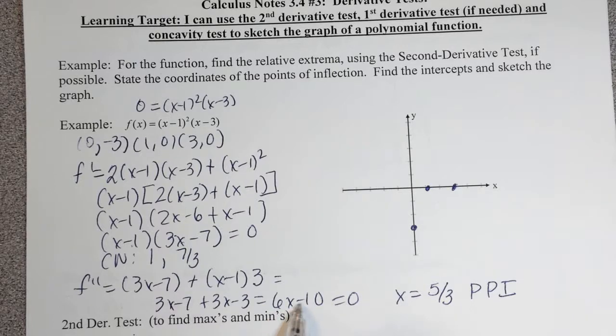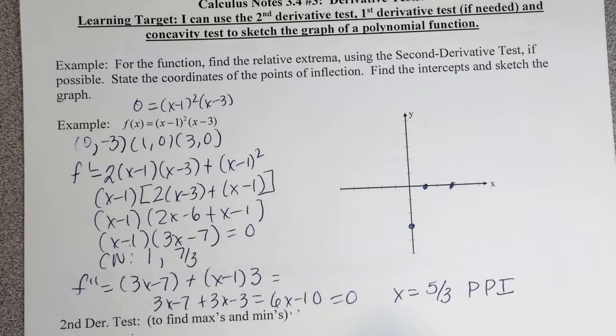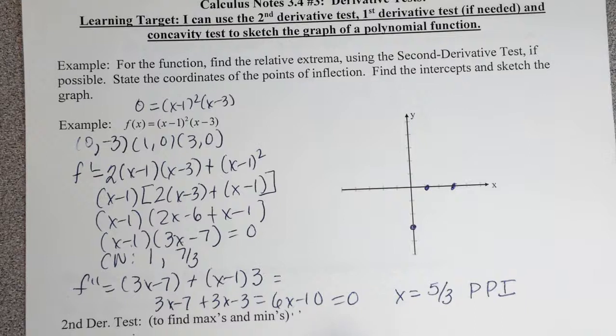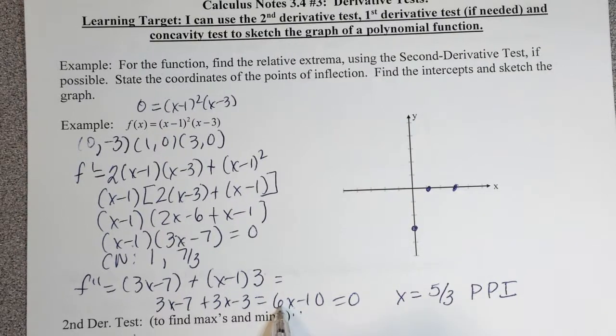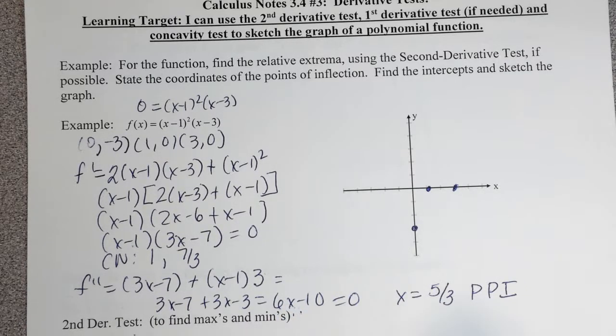So I'm going to have 6 times 1 minus 10, that's negative. So what that tells me is the graph is concave down and the slope is 0 right there. So therefore this is going to have to be a max. When I plug in 7/3, 6 times 7/3 is 42/3. That's greater than 10, so if I subtract 10, I'm going to get a positive number. So I have to be concave up. At that point, I'm going to have a minimum.